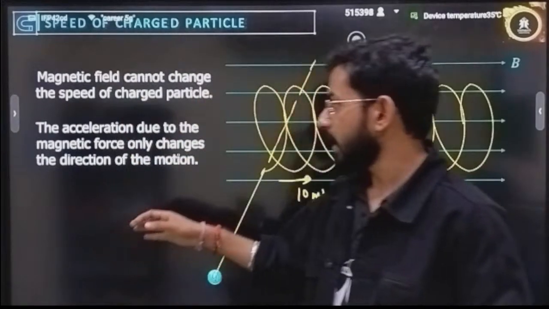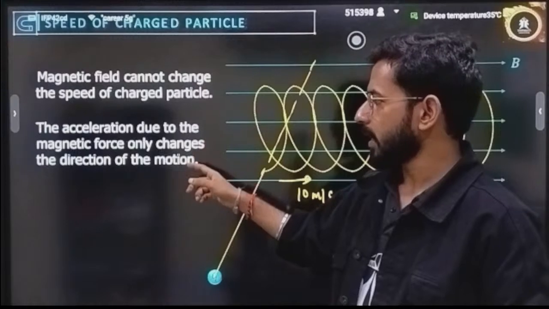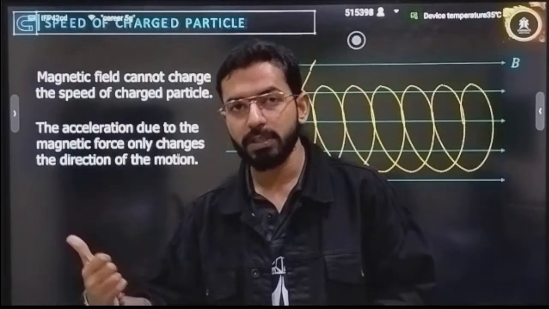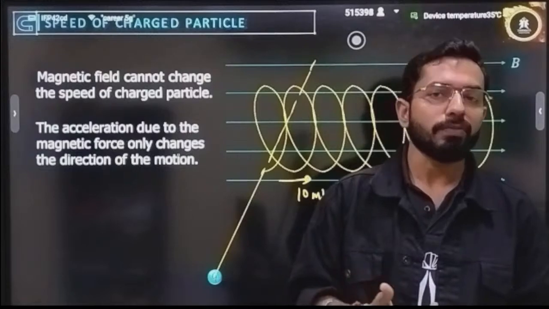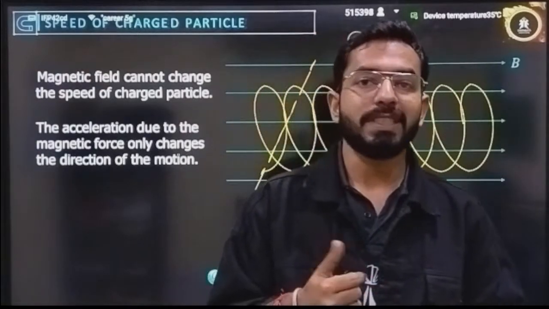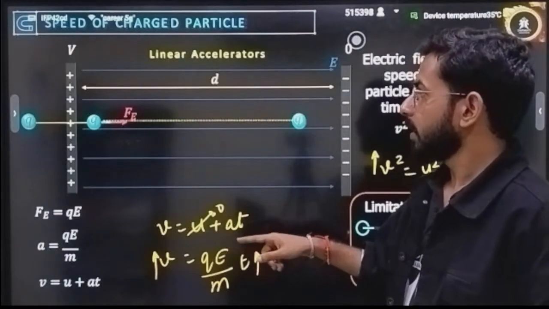So the first thing is very clear: it will never change the speed of the particle. That means acceleration due to magnetic force only changes the direction of the motion. The acceleration coming from magnetic force will only be the centripetal acceleration. It is not the tangential one. Always tangential force helps you change the speed. I hope that this much is clear to you firstly.